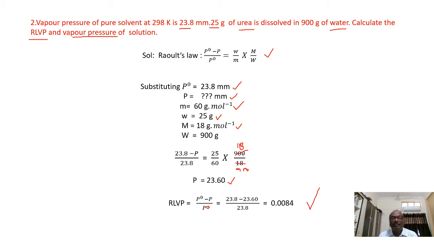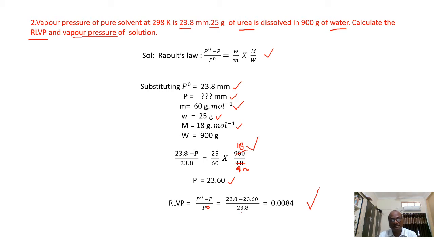Okay, so in this problem, capital M is 18. This you have to correct. Capital M is 18. W is equal to not 18, the fraction is reversed. Actually, instead of 18, you have to write 900. Okay, and simplifying, we get 23.60.